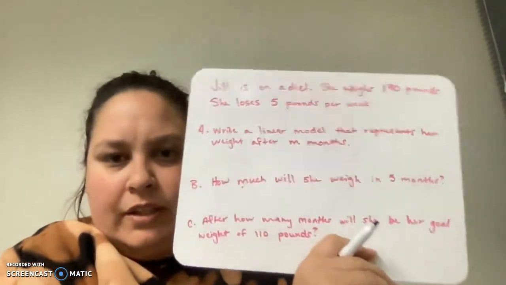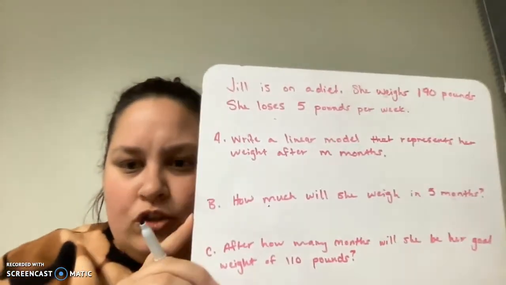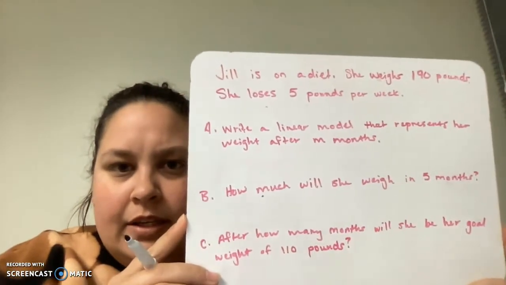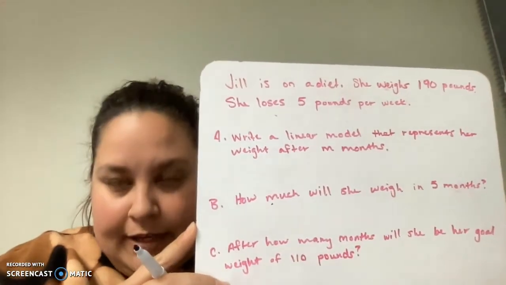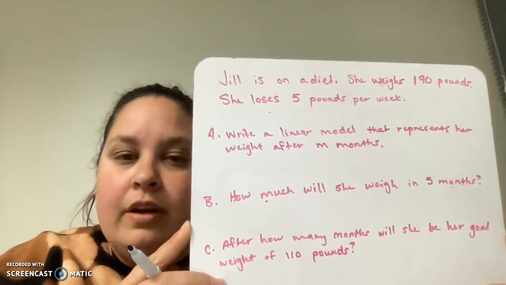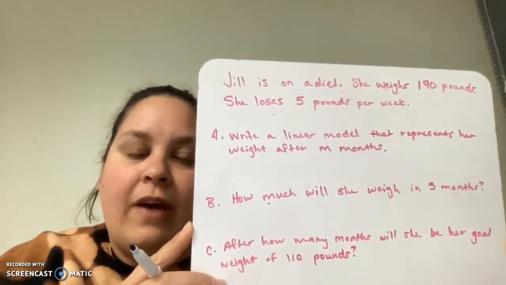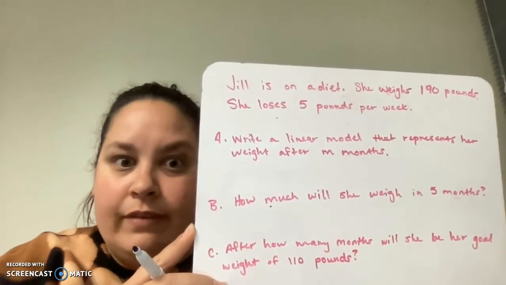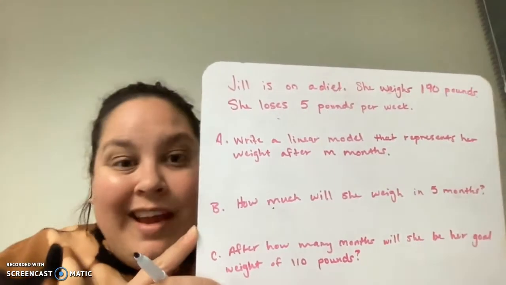Awesome. What about if I had an equation? So we're going to do one more of those word problems. Notice this one. So again, take a second, try it. Says Jill is on a diet. She weighs 190 pounds and she loses 5 pounds per week. Now, obviously, that's a crazy amount, but it's just a word problem.